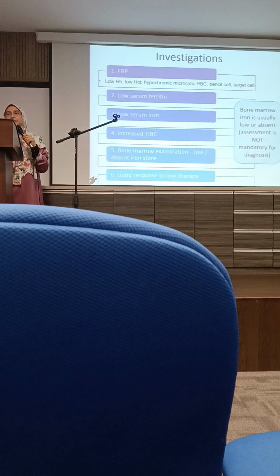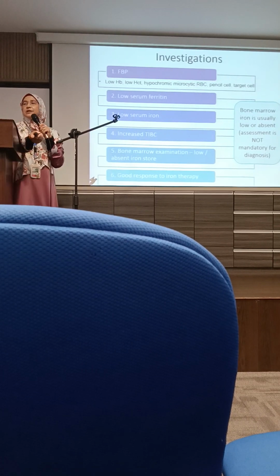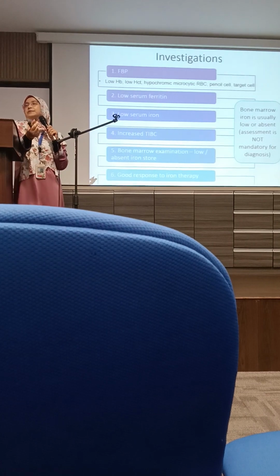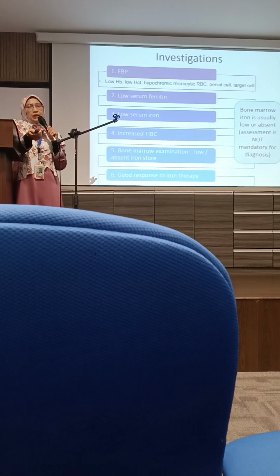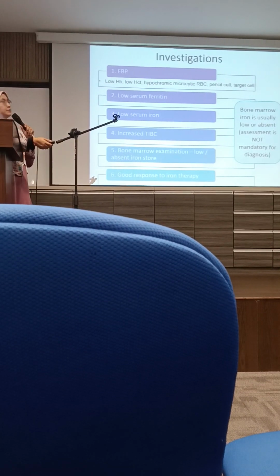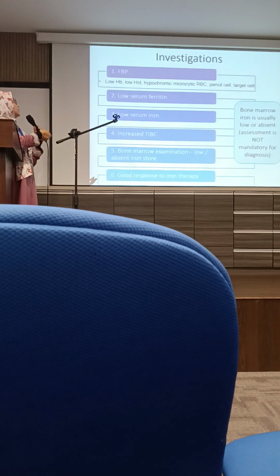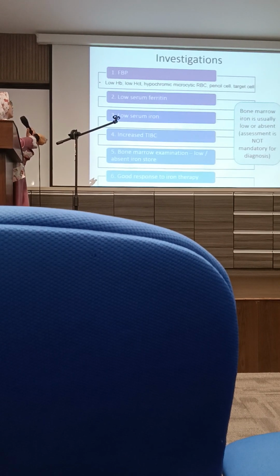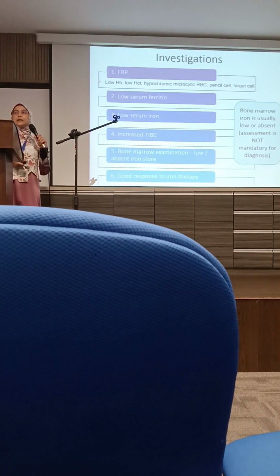Okay, so for the investigation, you look at the blood film. Macam kita mention tadi, low HB, low hematocrit, low MCV, low MCH. And if you look at the blood film, there are specific cells that you should be able to identify: hypochromic microcytic cells, pencil cell, and target cell. I will show later. You look at the serum ferritin, it will be low.